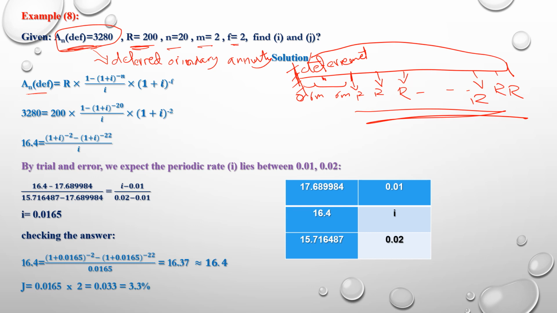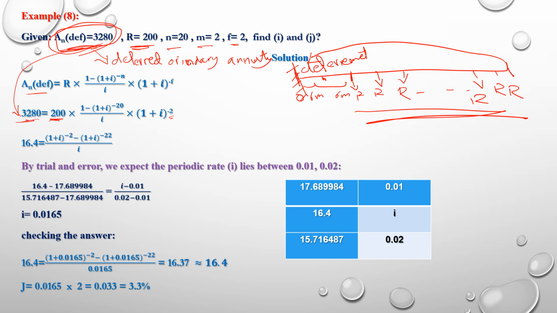We use the formula of the deferred ordinary annuity, as he is giving me in the example the present value of these ordinary annuities, not the due one. By substituting the values in the formula, this is the present value of the ordinary annuities, and this is R, 200, times 1 minus (1 plus i) to the power of minus 20, over i, times (1 plus i) to the power of f, which is minus 2. We don't have i, so we have to find i.